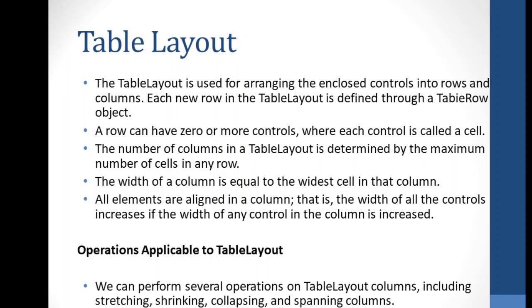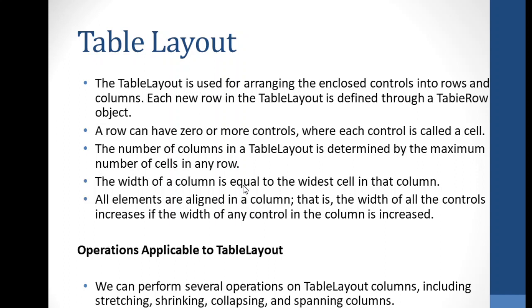Next, I am moving on to the table layout. This table layout is used for arranging the enclosed controls in rows and columns. Each new row in the table layout is defined through a table row object. A row can have zero or more controls, where each control is called a cell. A row has zero or more controls, and those controls are called cells. The number of columns in the table layout is determined by the maximum number of cells in any row.